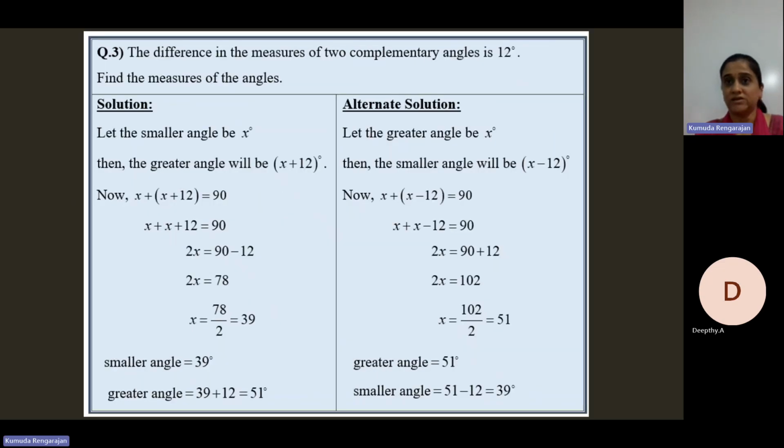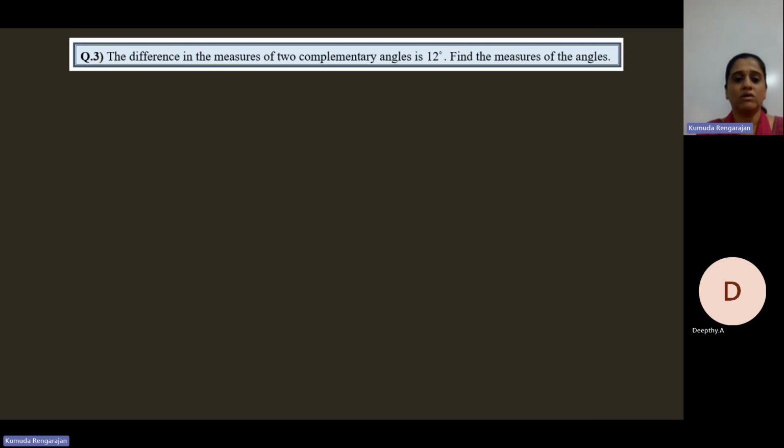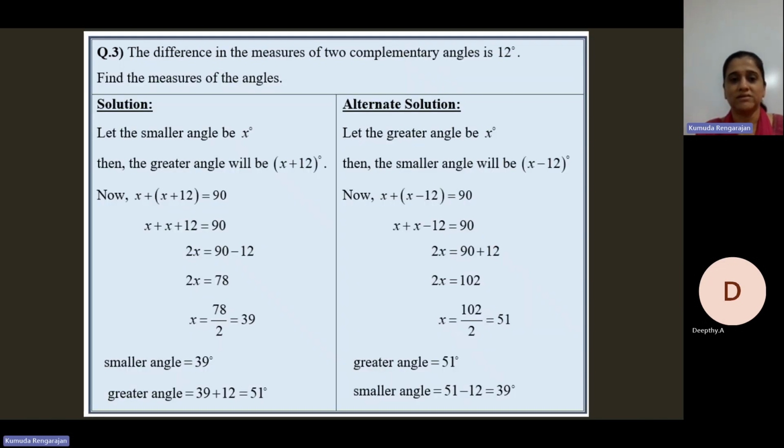Situations like this we'll take up later, okay? Because for this I need to do a little of linear equations. I'll just take some situations from linear equations. So we'll take up this question later.